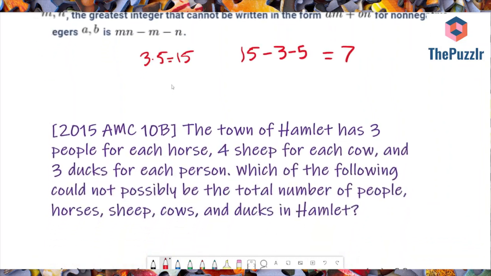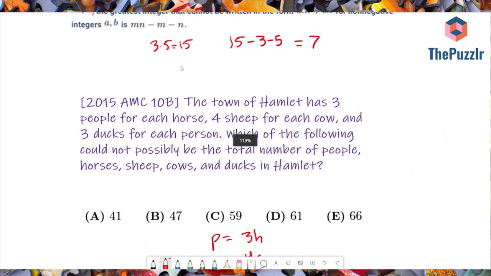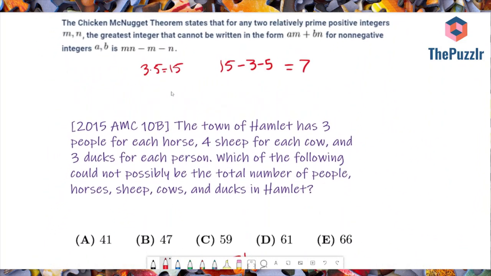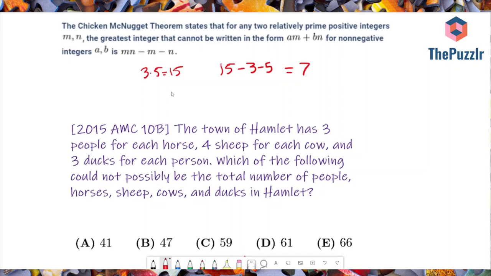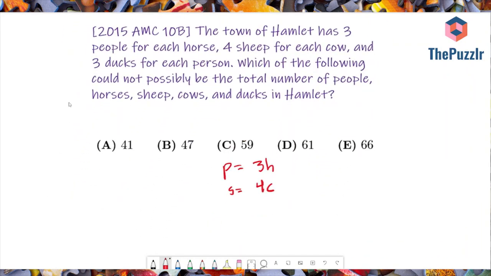Let's look at an AMC 10 problem using this concept. 2015 AMC 10B. The town of Hamlet has 3 people for each horse, 4 sheep for each cow, and 3 ducks for each person. Which of the following could not possibly be the total number of people, horses, sheep, cows, and ducks in Hamlet? Okay, so right here we're given some information, and let's try to convert this information to minimize the number of creatures or types of creatures that we have.